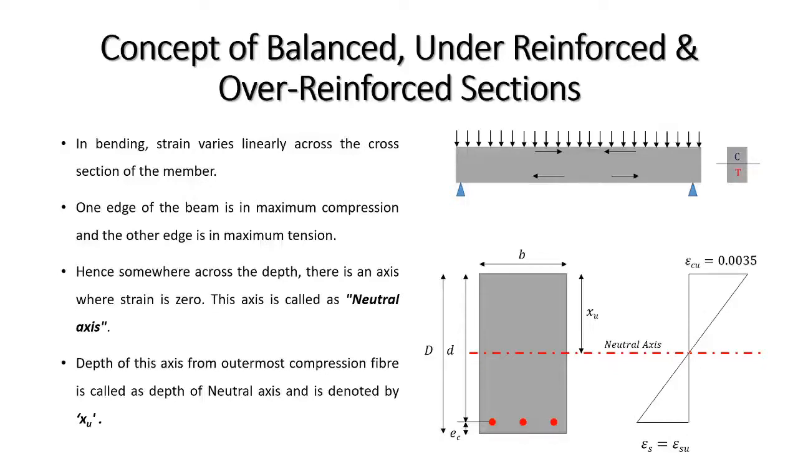So these are some terms which we are going to use frequently, that is b, D, small d and xu. These are some terms which we are going to use frequently in further lectures. So this point is very important for understanding the concepts of over-reinforced, under-reinforced and balanced sections.